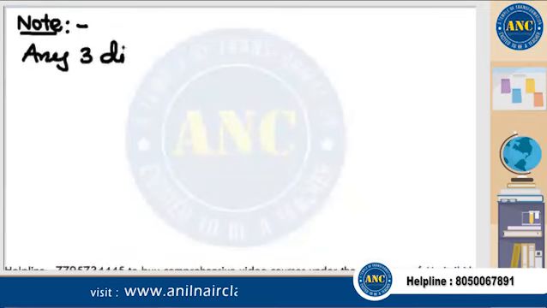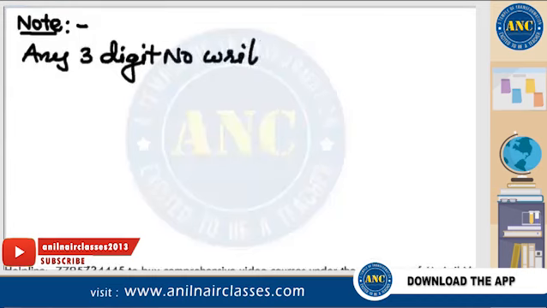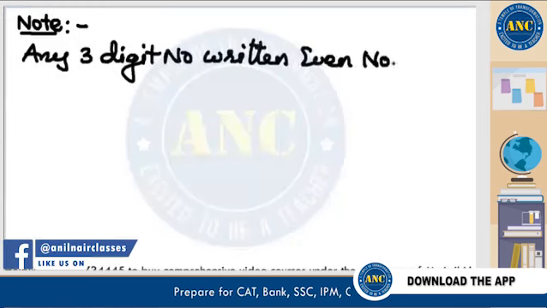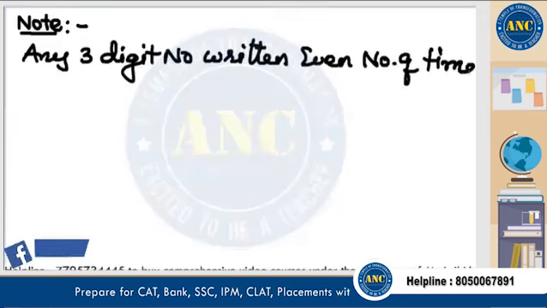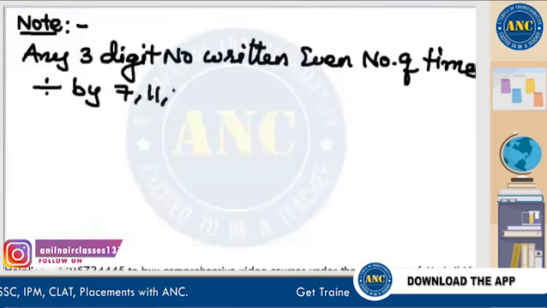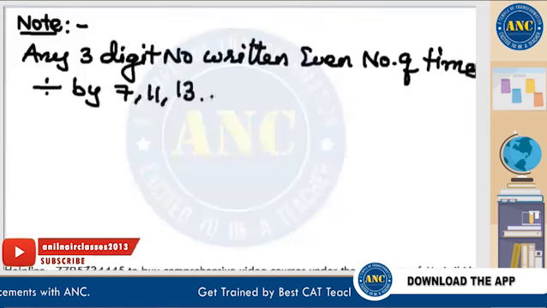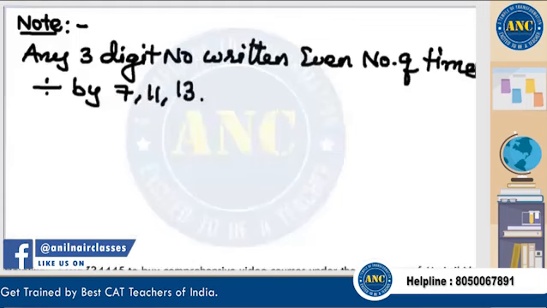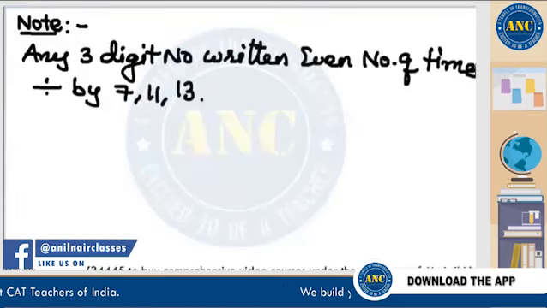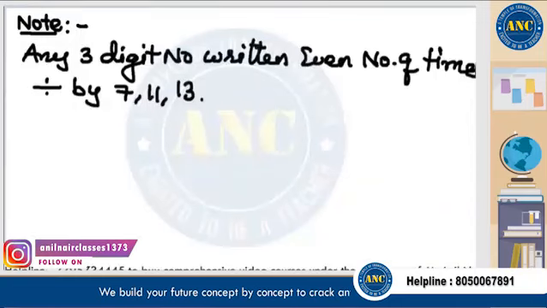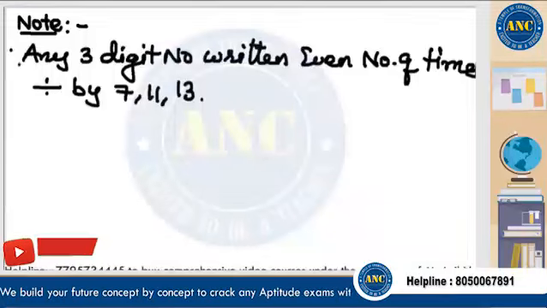Any 3-digit number written an even number of times is always divisible by 7, 11, 13. Please write this down.